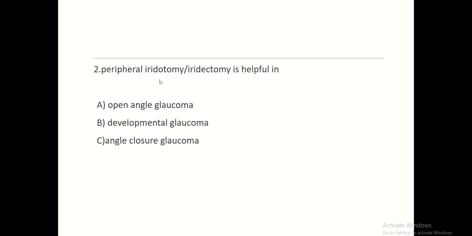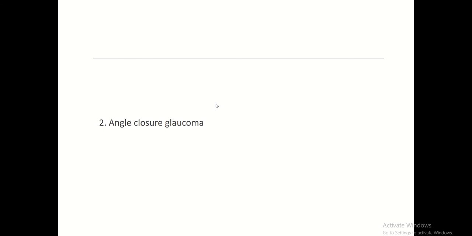Now, peripheral iridotomy or iridectomy is helpful in open angle glaucoma, developmental glaucoma, or angle closure glaucoma? Peripheral iridotomy or iridectomy helps when there is an iris bombe. So when there is an iris bombe, you want to create another route for the aqueous to flow from the posterior chamber into the anterior chamber, and that is how it helps relieve the intraocular pressure. So this is done in angle closure glaucoma.